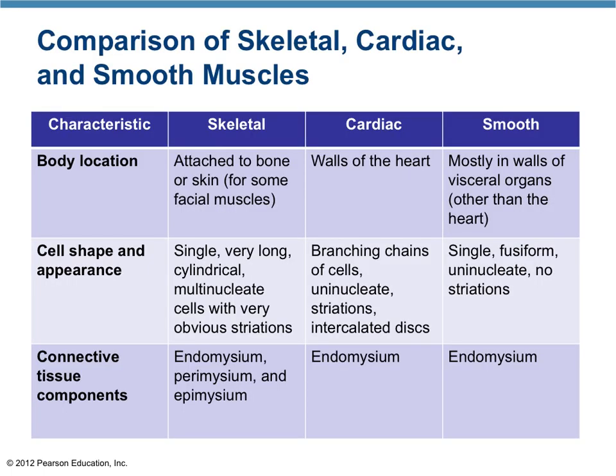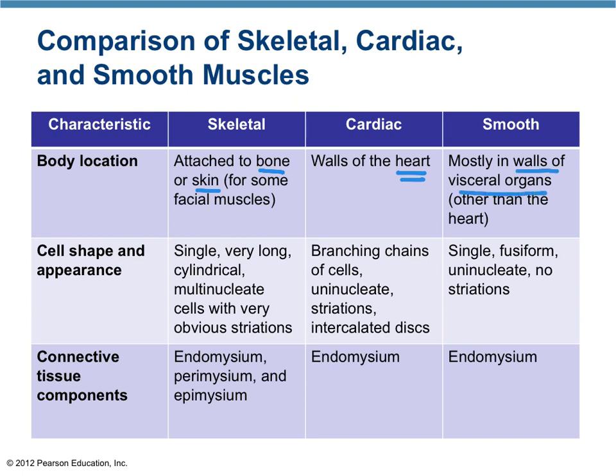Here we can compare the three different types of muscle. So skeletal muscle is muscle that's attached to bone or skin. If you are making facial expressions and can talk, then you know you have muscle attached to skin, right? Cardiac muscle is found in the walls of the heart only and nowhere else in the human body. And then smooth muscle is found in the walls of visceral organs.